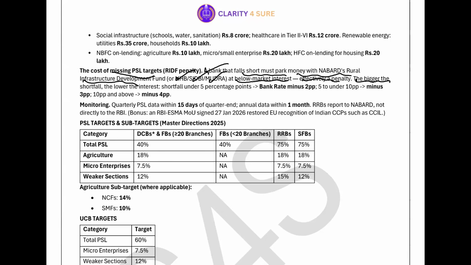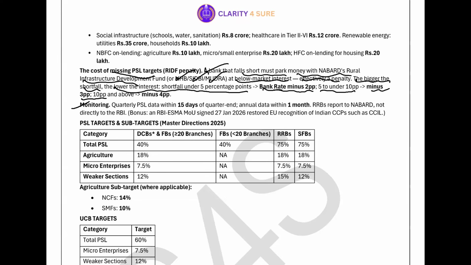The bigger the shortfall, the lower the interest rate. Shortfall under 5 percentage points is very much low. How is this calculated? Bank rate minus 2 pp; 5 to under 10 pp, minus 3 pp; 10 pp and above. The data is not important. You just need to understand what happens if the bank fails to fulfill the PSL target. So one way is RIDF, and the other I have explained in the course.